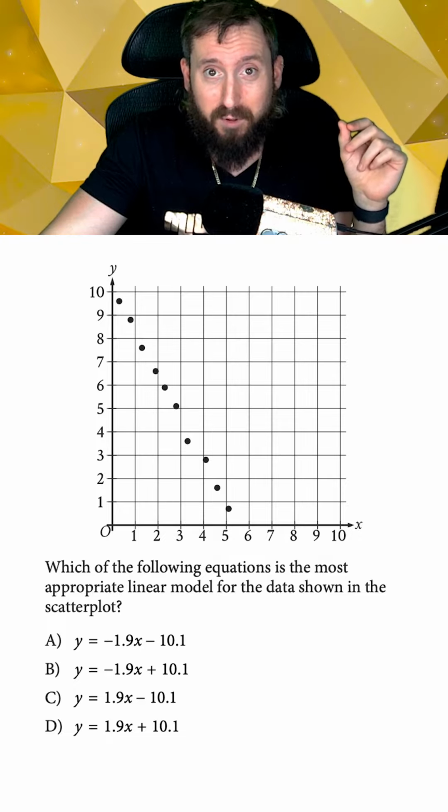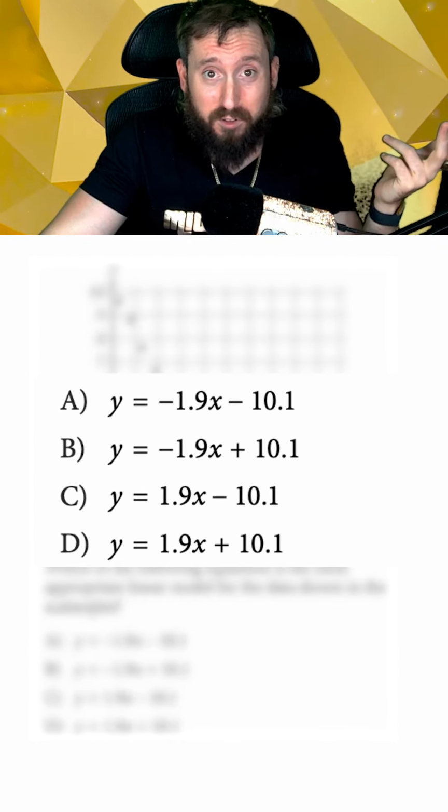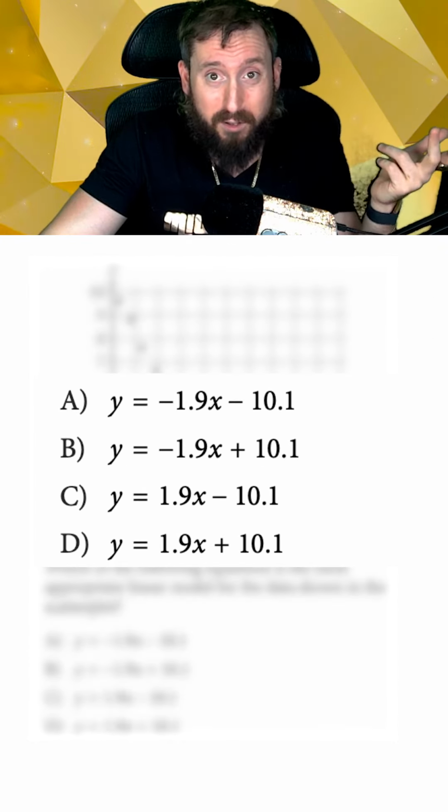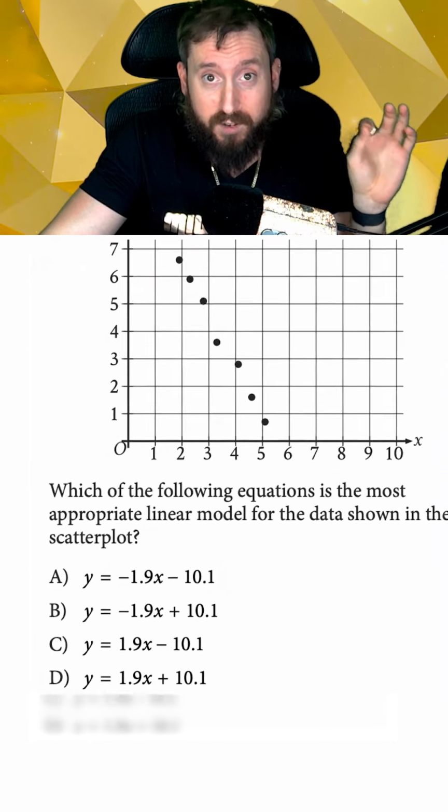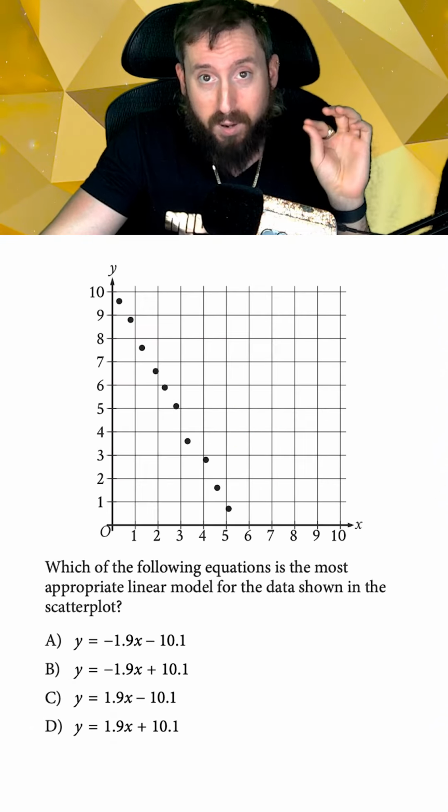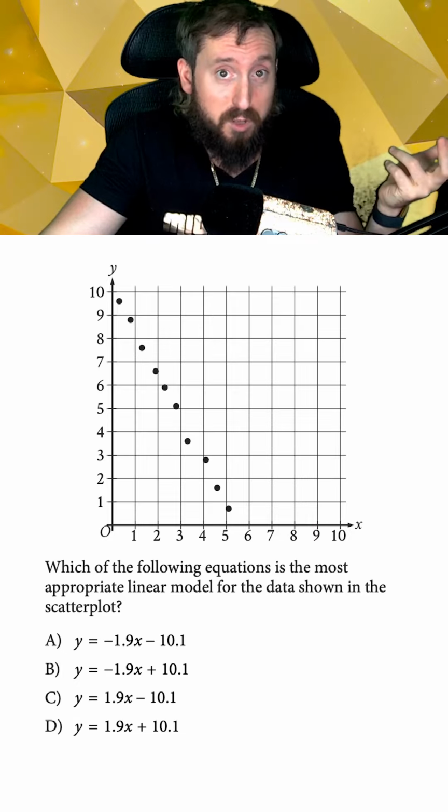Take this other one, for example. Again, all the numbers for the slopes and intercepts are the same, so we don't need to calculate them. We just need to look at the sign of each, which is negative for the slope and positive for the y-intercept, so the answer must be choice B.